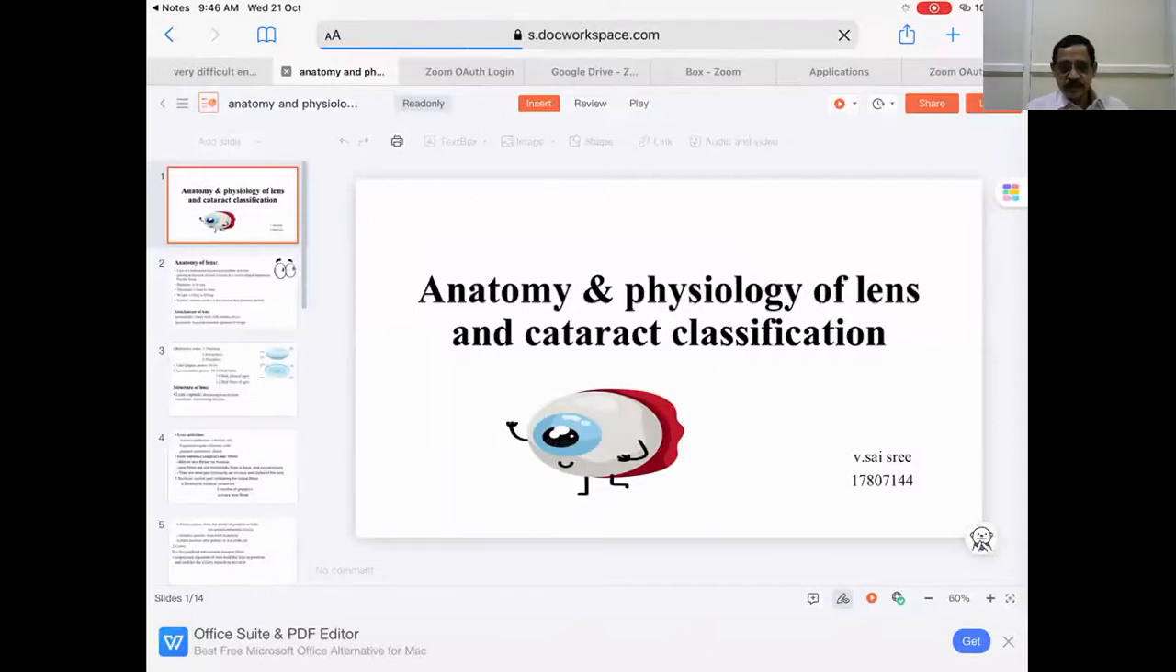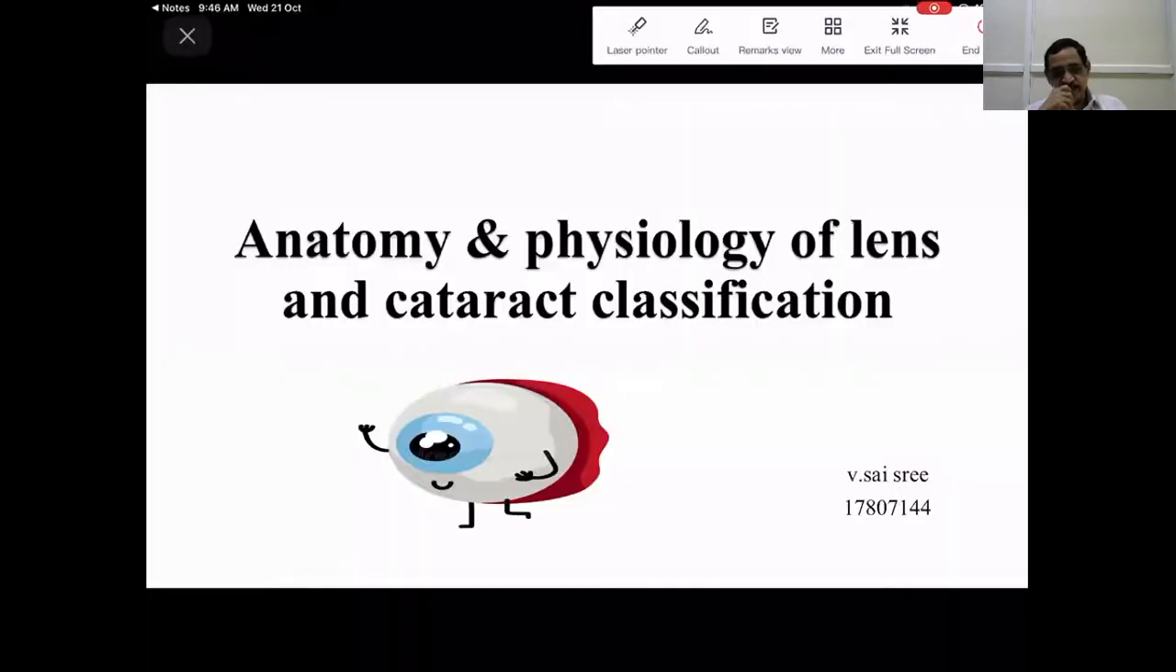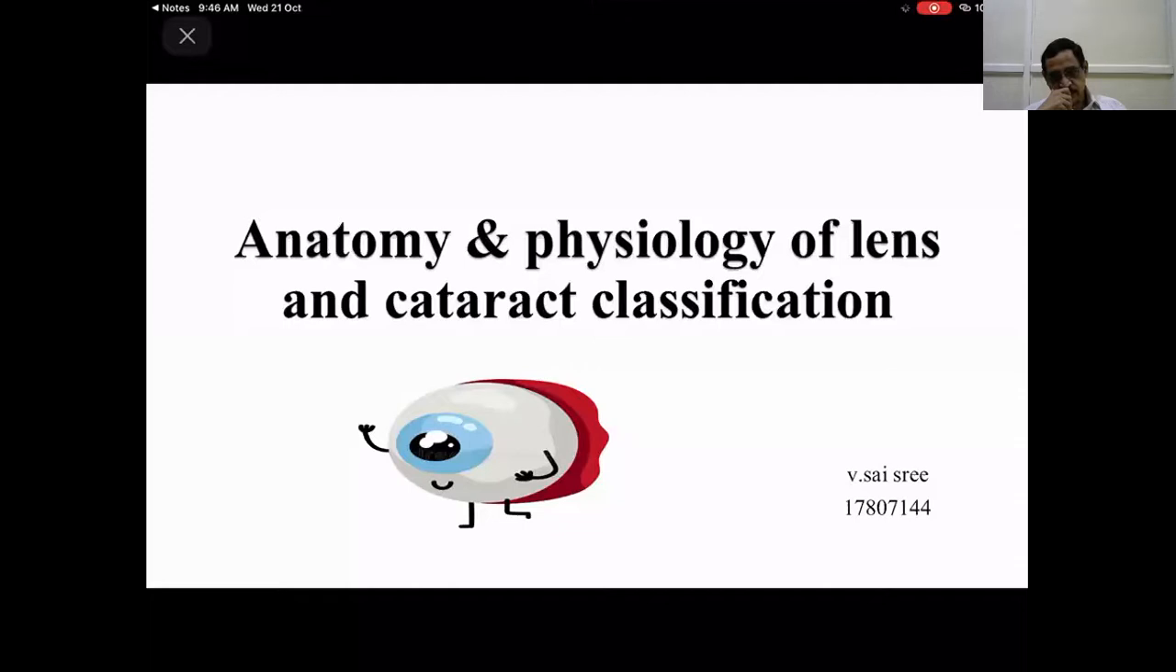Okay, today I'm going to discuss the anatomy and physiology of the lens, and also the classification of cataract. So coming to the anatomy, the lens is a transparent biconvex crystalline structure. It is placed in between the iris and vitreous in a saucer-shaped depression.